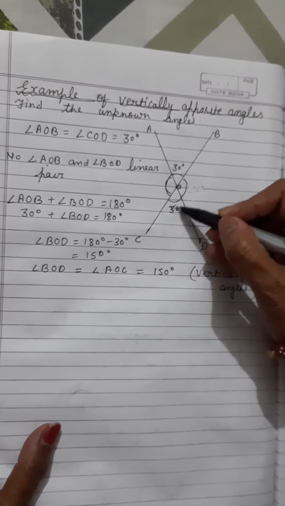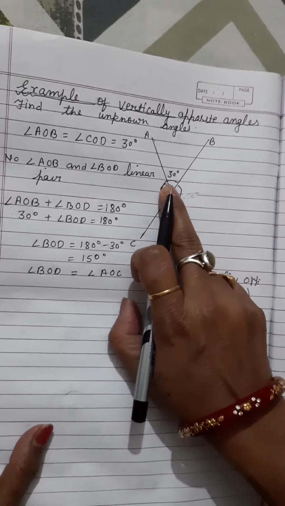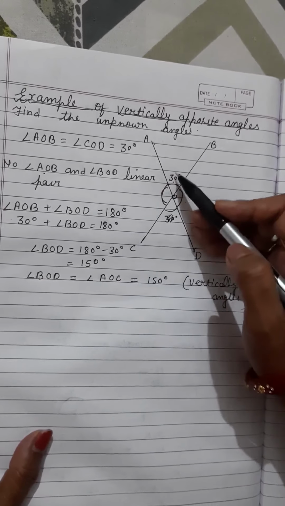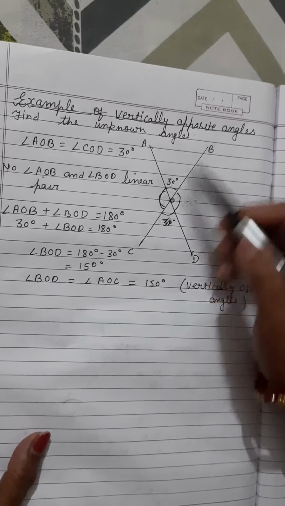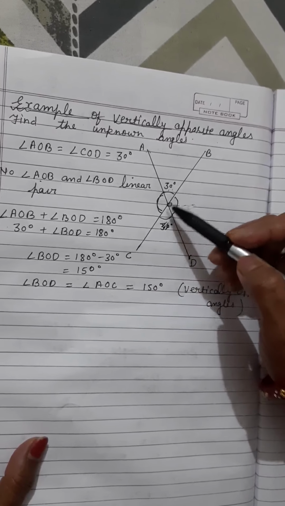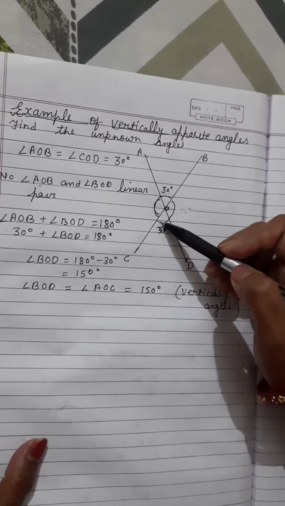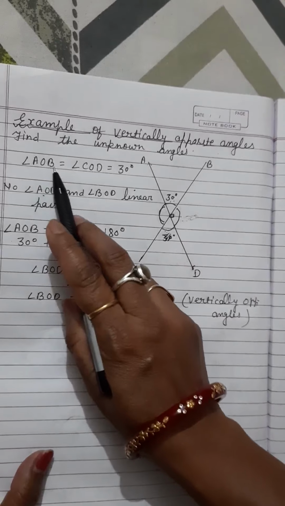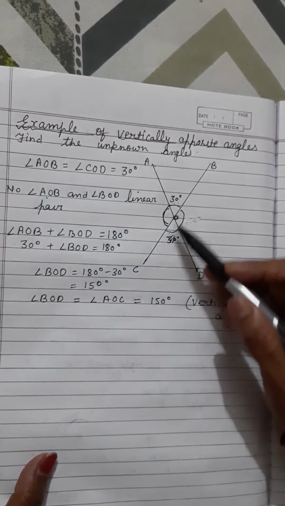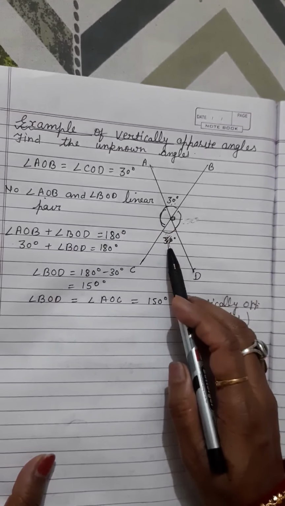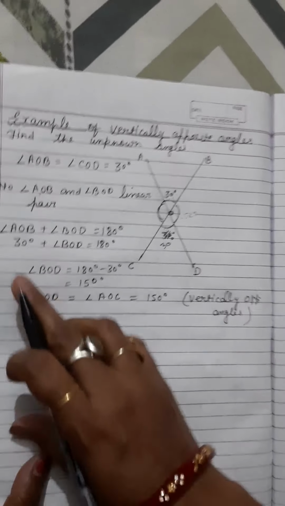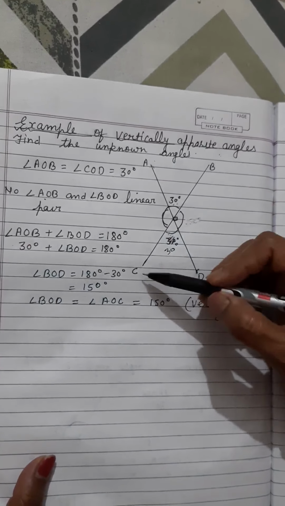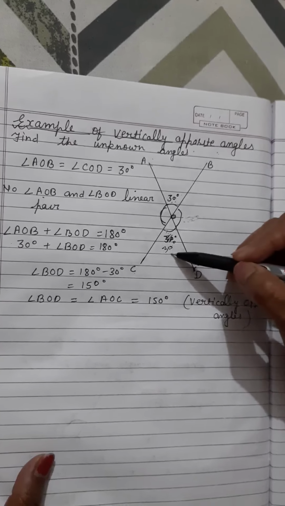Now students, see the example of vertically opposite angles and find the unknown angle. Not everything is given; I wrote it this way. Only this angle is given. So you know that angle AOB is equal to angle COD because they are opposite to each other, and in vertically opposite angles, opposite angles are equal. So angle AOB is equal to angle COD, so it will be 30 degrees. Here angle AOB and angle COD you found to be 30 degrees, okay?